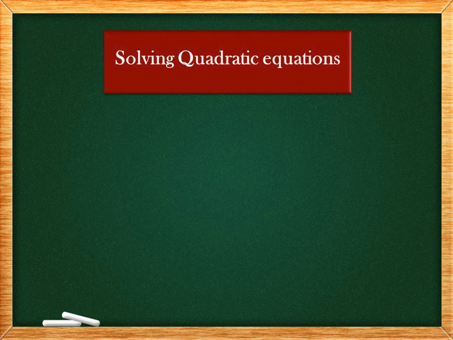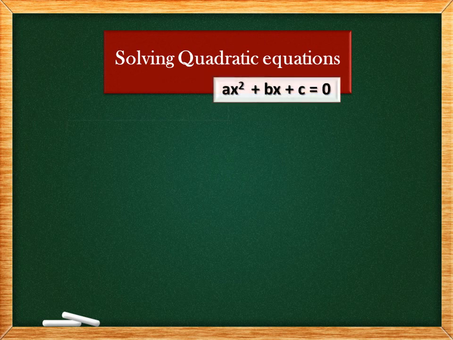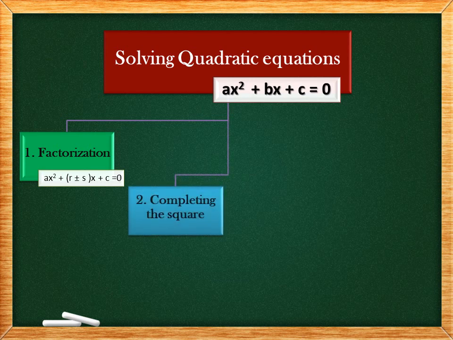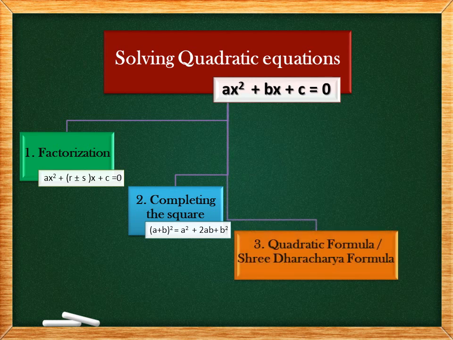Let's see the methods for solving quadratic equations. There are generally three methods. First one is factorization, in which we split the middle term, that is the coefficient of x, into two numbers and then solve the equation. Second one is completing the square, in which we use the identity a plus b whole square is equal to a square plus 2ab plus b square. And the third one is the quadratic formula.